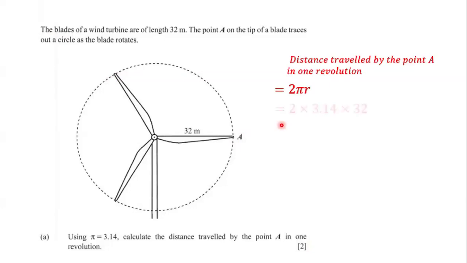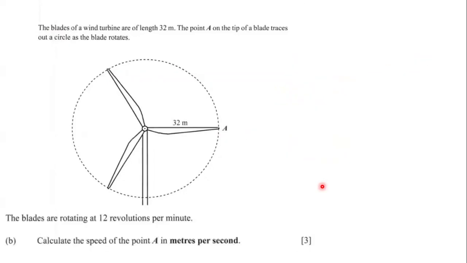And so we have to multiply. We have 2 times 3.14 times 32, and when we multiply 2 times 3.14, that gives us 6.28. And then we have to multiply by the radius, which gives 200.96 when we multiply them. So when we take 6.28 and multiply by 32, we get 200.96 meters. And that's the circumference of the circle. That is the distance traveled by the point in one revolution. This is very important. And so let's move on to the next question.